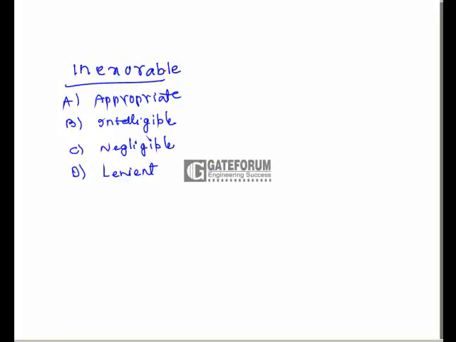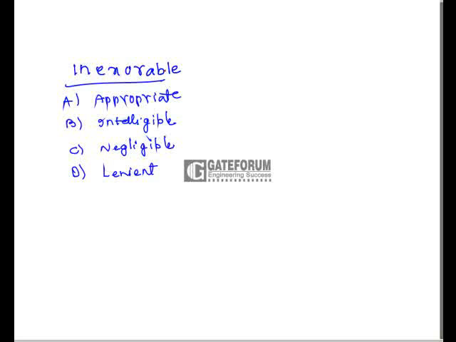This is a question on antonym. Inexorable. We need to look at the opposite. Appropriate, intelligible, negligible, lenient. Inexorable. Look at the prefix "in". In means what? Not. Inexorable is something unyielding or relentless, something very strict. So the opposite cannot be appropriate.